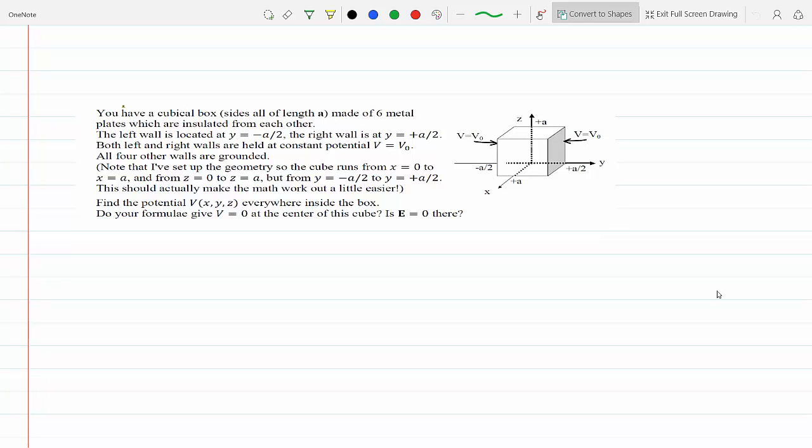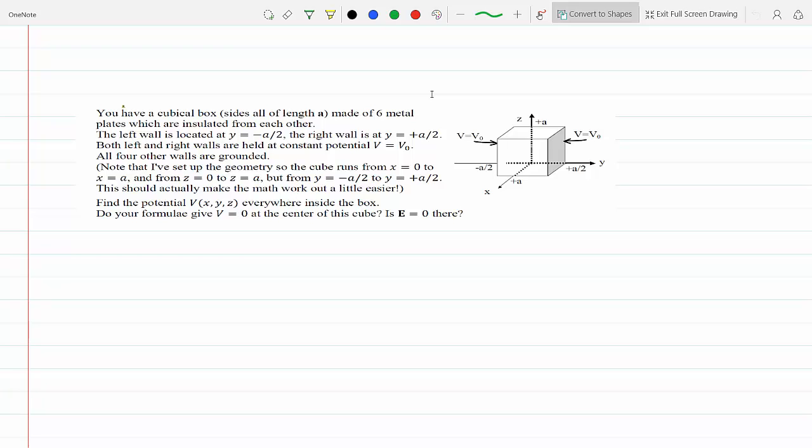Okay, so here we have a cubical box. All the sides are length A. It has 6 metal plates insulated from each other, so they're not conducting towards each other.